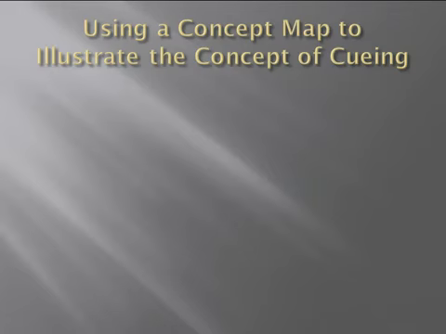Now I'm going to use a concept map on that same example, trying to remember what I had to eat 1 week ago, to illustrate the concept of cueing. Now in a concept map, we're going to start with a central idea in the circle. Here you see last Thursday. And from there we have different lines drawn out to concepts or other thoughts.